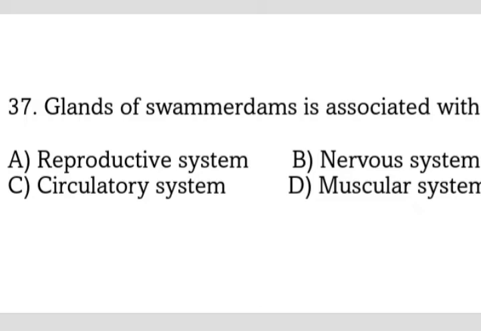Glands of Swammerdam are soft chalky masses of calcareous bodies found in the dorsal root ganglion of spinal nerves in frog. These form reserve supplies of calcium.